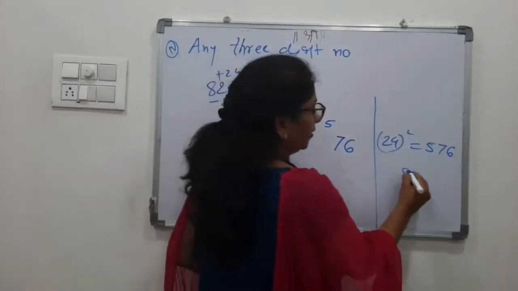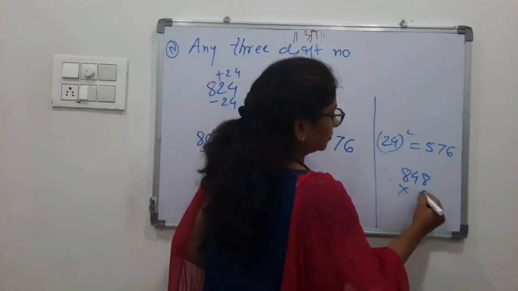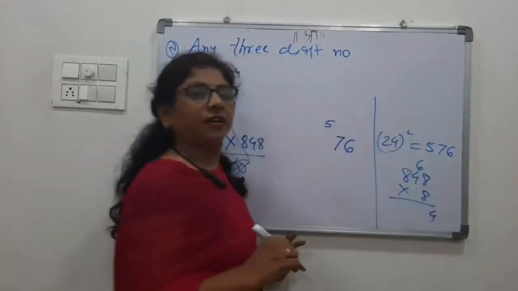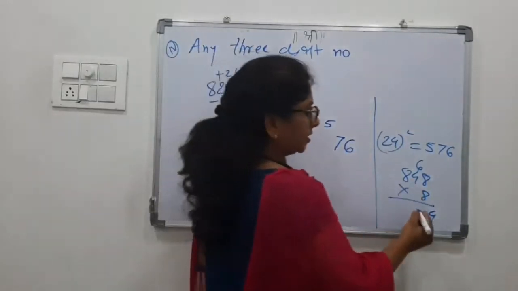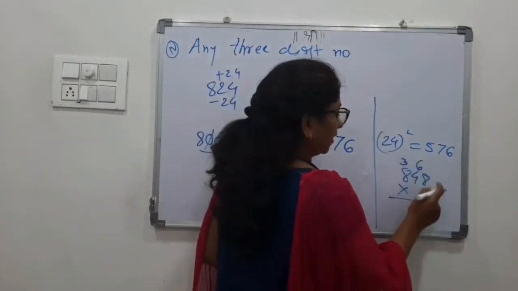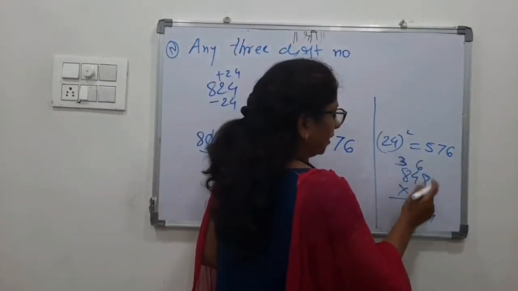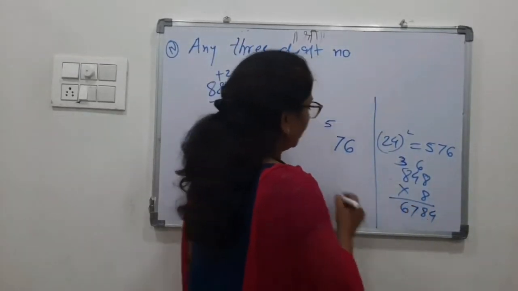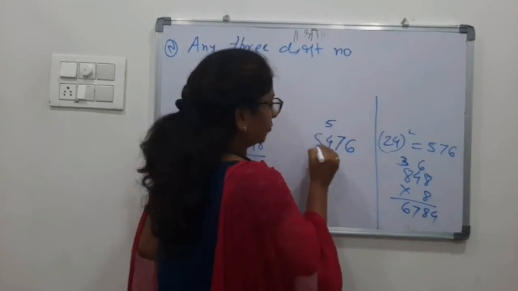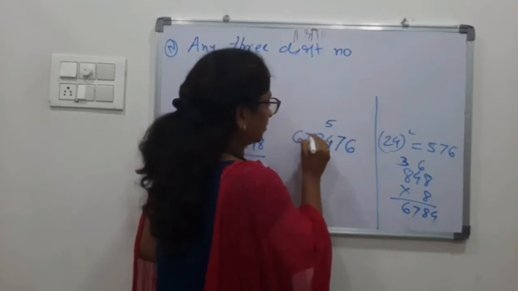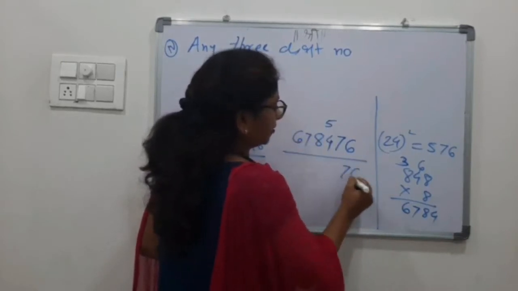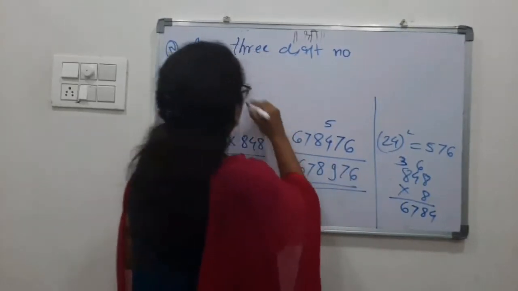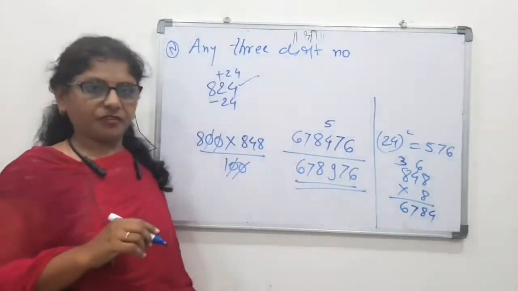Divide by 100. Cancel zeros. Multiply 848 into 8. 8 8s are 64. 8 4s are 32. 32 plus 6, 38. 8 8s are 64 plus 3, 67. Write down this number here. 4, 8, 67. Now add 76, 9, 8, 67. This is the square of 824.